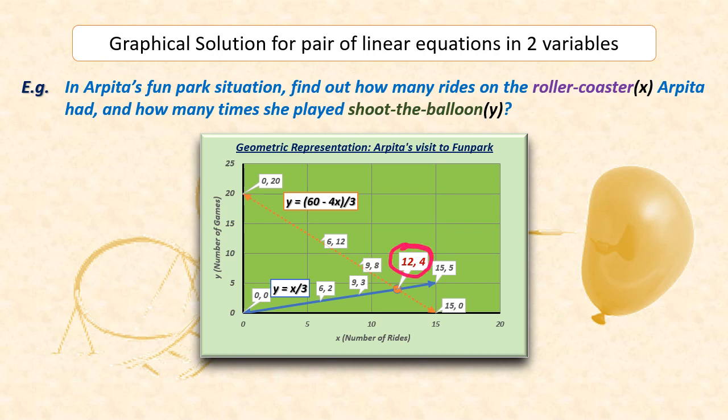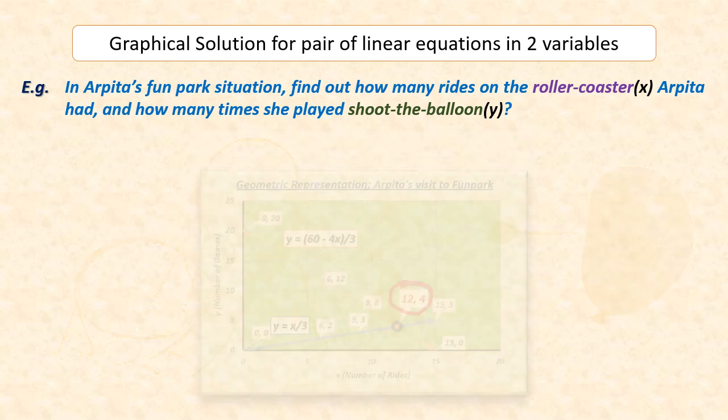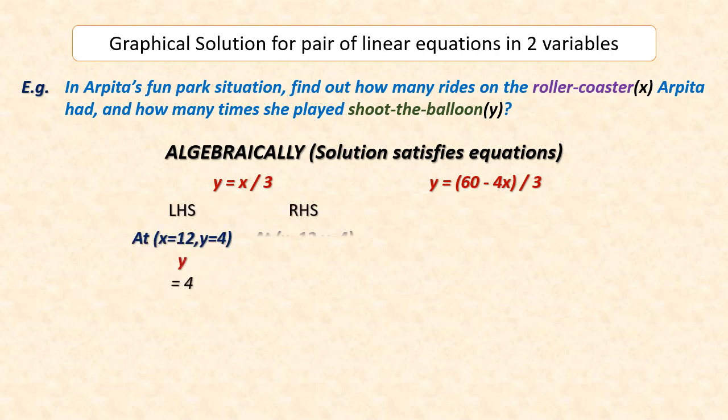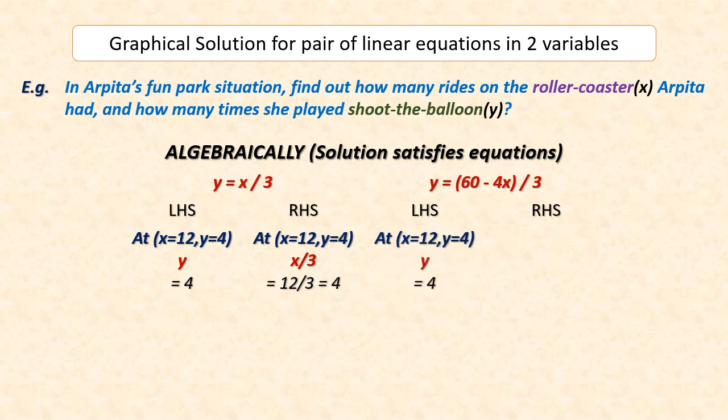This means that the point (12, 4) is a point common to both the lines, y equals x by 3, and y equals 60 minus 4 times x by 3, respectively. Algebraically speaking, this point should satisfy both the equations. Let us verify this by replacing the values individually for both the equations to find out whether the case holds true. For the first equation, LHS equals y, that is 4, RHS equals x by 3, which is 12 by 3, that is 4. Similarly, for the second equation, LHS equals y, that is 4, RHS equals 60 minus 4 times 12 by 3, that is 4.